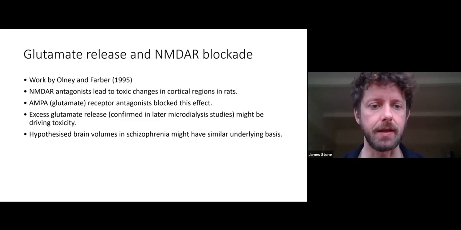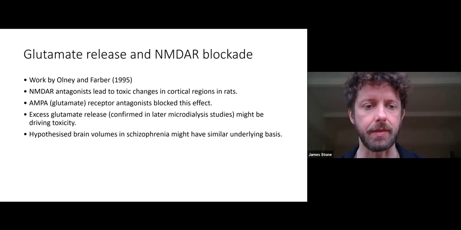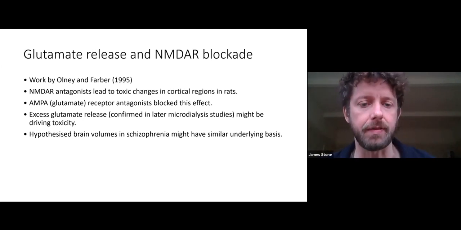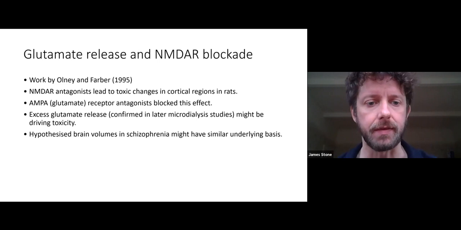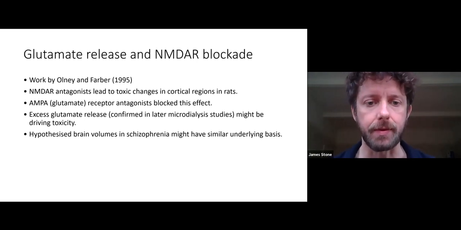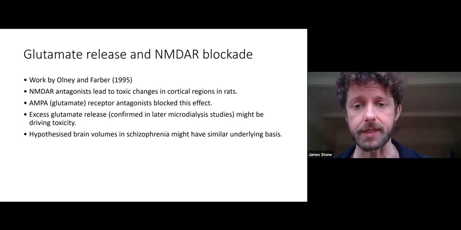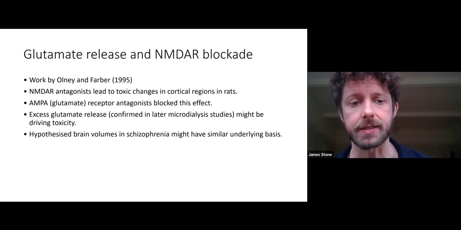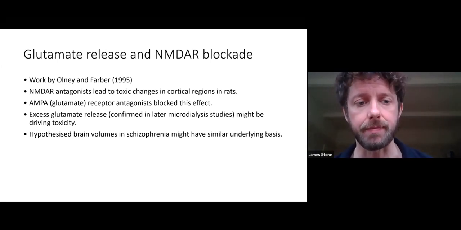I think two of the pioneers of this work were Olney and Farber. They wrote a nice review in 1995 about their work. They were looking at the effect of NMDA receptor antagonists in rats, and they showed that drugs like PCP and MK801 could lead to toxic changes in cortical brain regions in rats. And they could block this effect by using AMPA receptor antagonists.